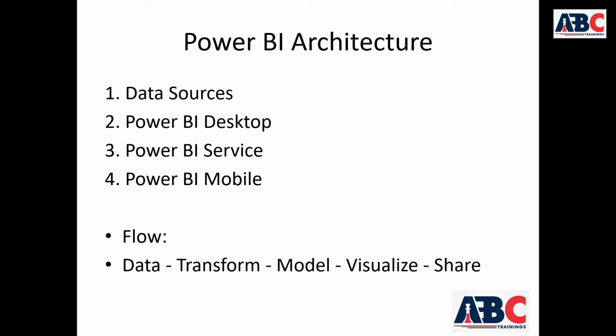Now let's understand the architecture of Power BI, which means how data flows from source to dashboard. Power BI works in four main layers. First one is data source. Everything starts with data. Power BI can connect to multiple data sources such as Excel and CSV files, then SQL databases, cloud platforms, web and APIs. This is where your raw data lies.